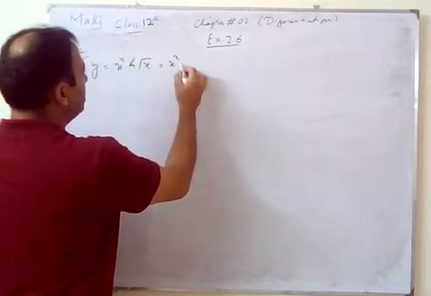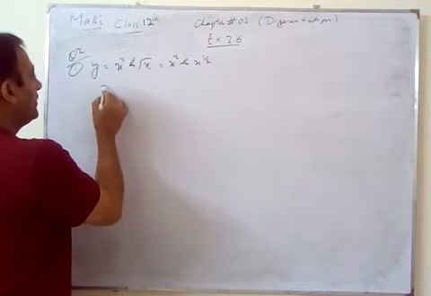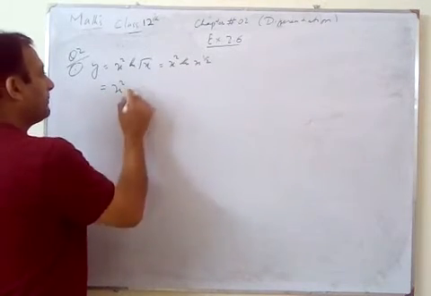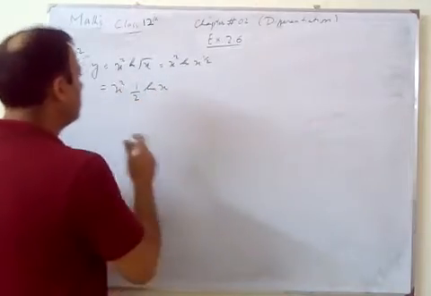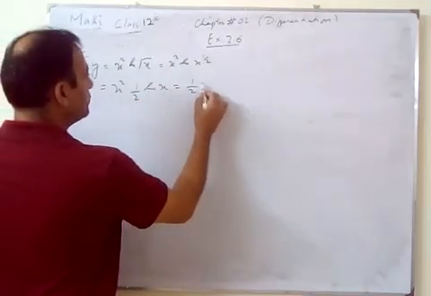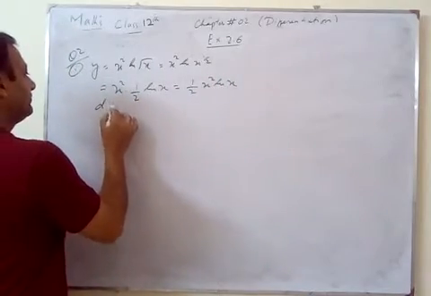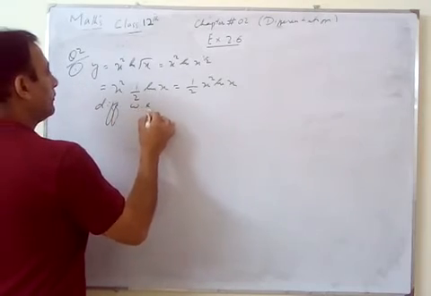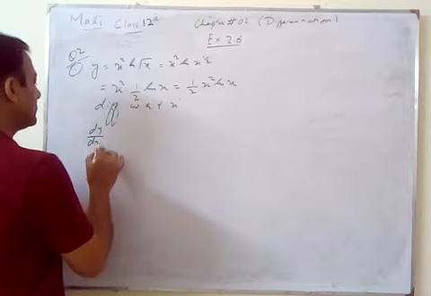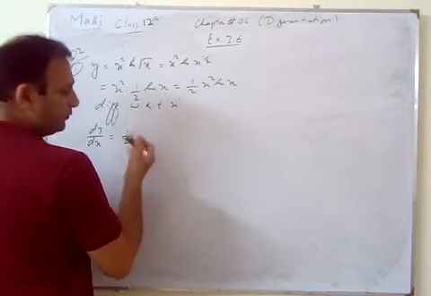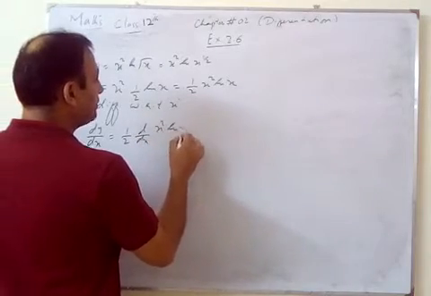So it means x power 1 by 2, or you know the formula that the power becomes the product. This can also be written as 1 by 2 x square log of x. Differentiate with respect to x. So dy by dx is equal to 1 over 2, that is constant, times the derivative of x square into log of x.